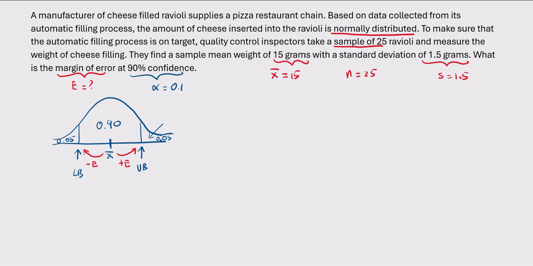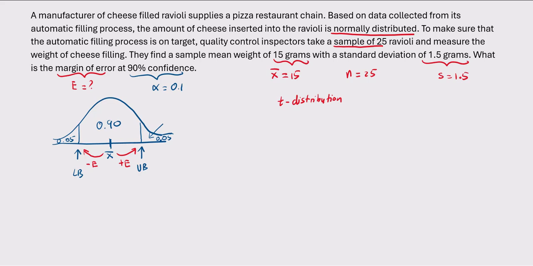Now, in this question, we know nothing about the sigma or the population standard deviation. Therefore, we are using the t statistic, right? The t distribution instead of the z distribution. If we know the population standard deviation sigma, we're gonna use the z distribution. And if we don't know the population standard deviation, we will use the t or student t distribution.